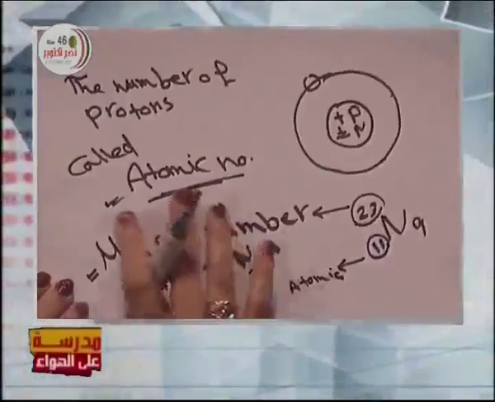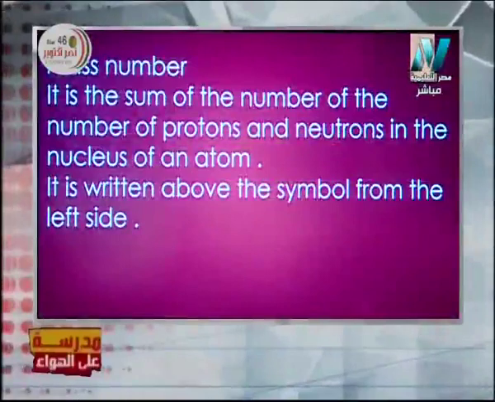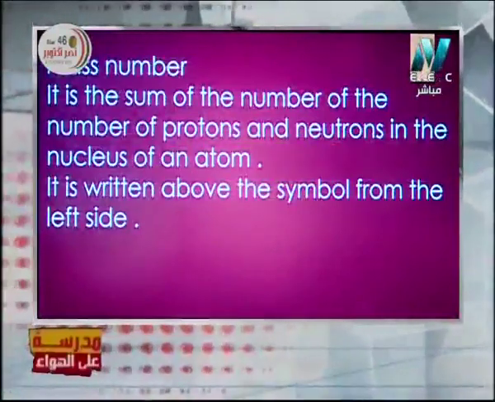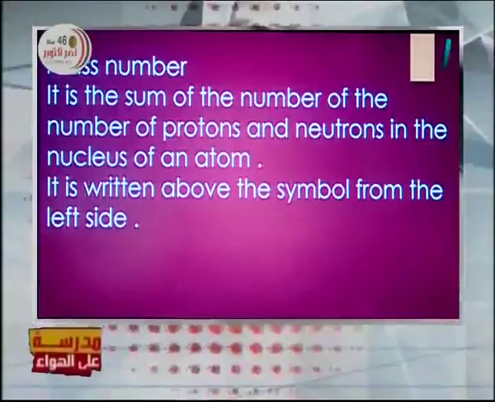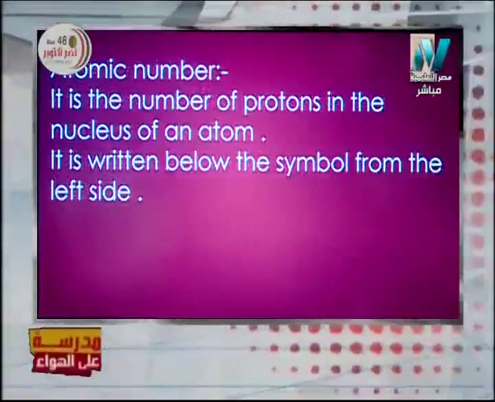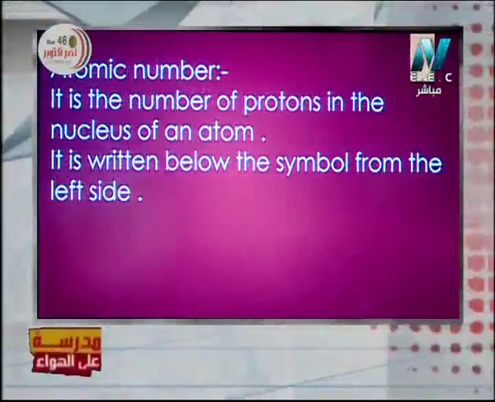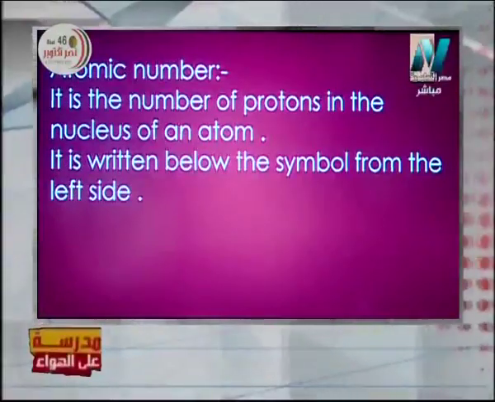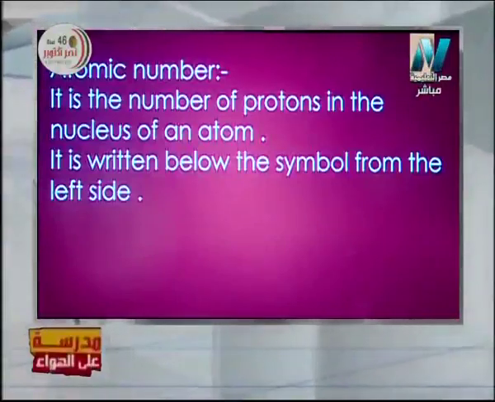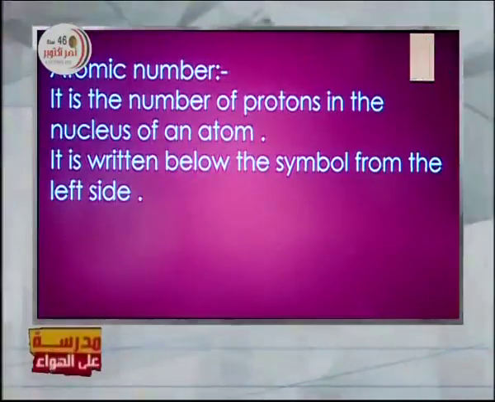Done? Okay, let's see together here. Mass number, it's the sum of the number of protons and neutrons in the nucleus. It's written above the symbol from the left side. Atomic number, it's the number of protons in the nucleus of an atom. This expression is very important in a scientific term, question in the exam. Okay? So let's pay attention to these definitions very well because they come in the exam a lot.